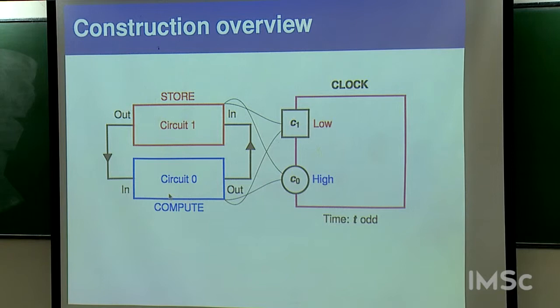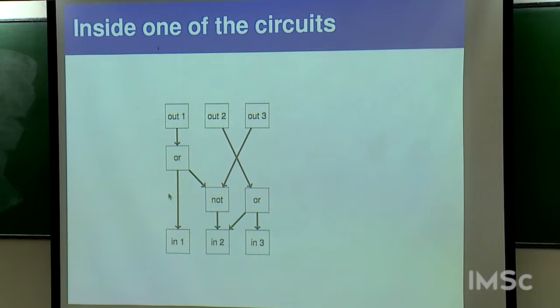Okay, just to finish things off, I'm going to flash up some gadgets without explaining how they work. Essentially, inside one of the circuits, we're going to deal with these F implemented as Boolean circuits using just NOT and OR gates. We need some padding just to make sure that the inputs of an OR gate are from the same level, which gives us some further structure that we exploit.